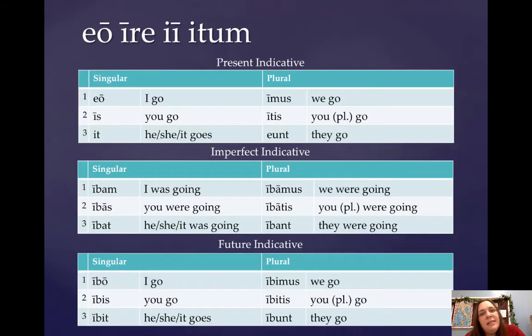So for the rest of this video, obviously you're going to have to write down what the irregular forms of eo, ire, ivi or ii, itum are. So the present indicative: eo, is, it, imus, itis, eunt. And the imperfect, again, you're going to notice that it's just a long i plus bam, bas, bat. So ibam, ibas, ibat, ibamus, ibatis, ibant. And in the future, again, it's odd, but it's ibo, ibis, ibit, ibimus, ibitis, ibunt.